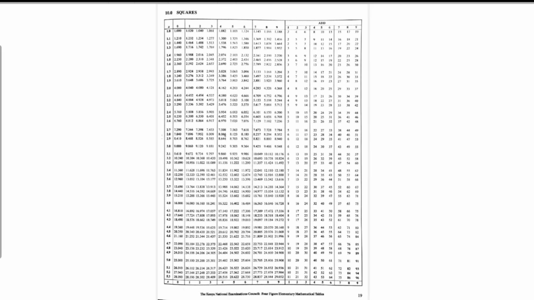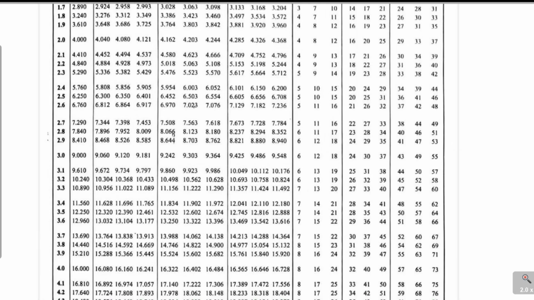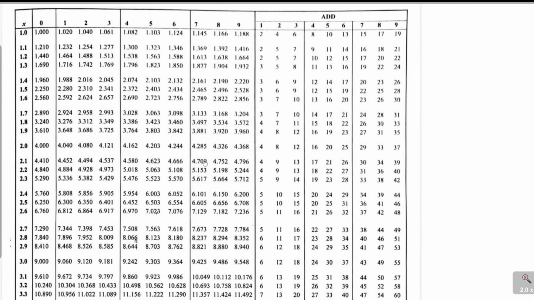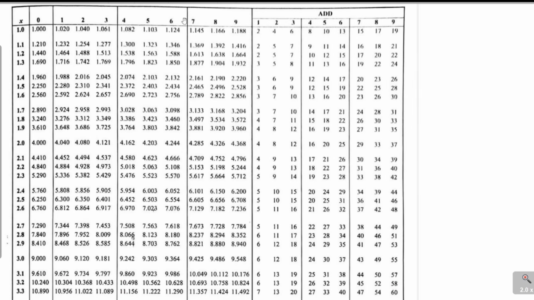So tables of square is here. So you're getting the square of 1.2. Let me zoom these. So 1.254. 1.2 is here. Then 5 is there. So 1.25, up to that, you will get 1.563, like that.